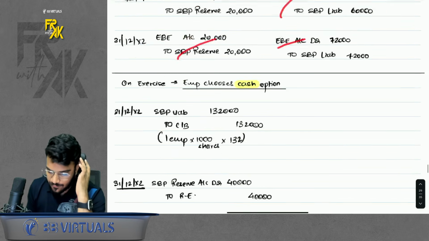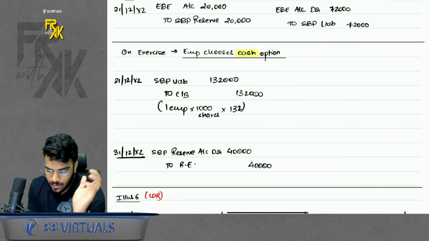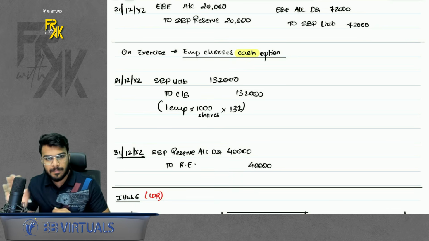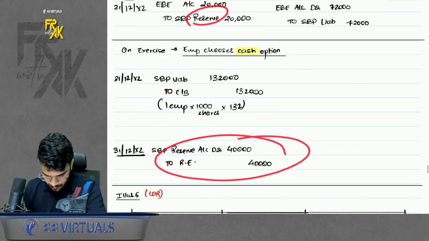If the employee chooses the cash option, what to do? You will reverse the liability and give the cash, because we have made the full provision for cash. So make the payment of cash. Whatever is the balance of the reserve will get transferred to retained earnings. Simple. Is this clear to everyone?